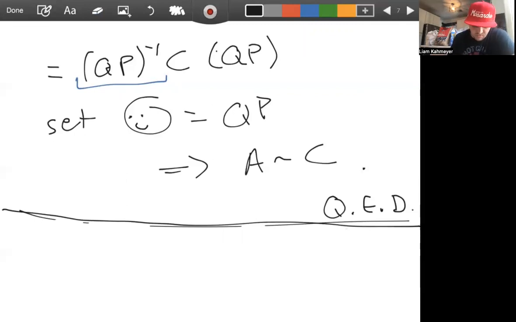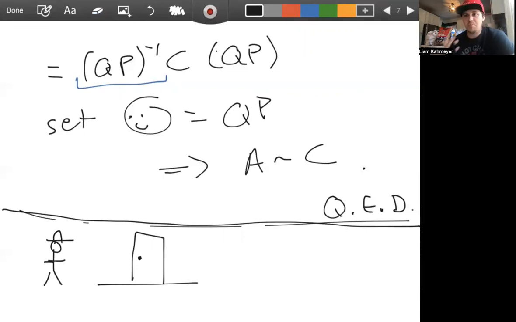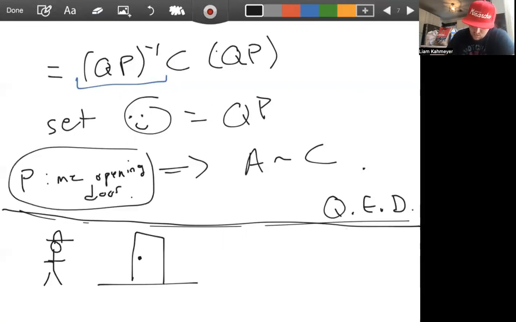But let's consider the following little example. Let's say this is me. Draw my super cool hat here. And I'm trying to walk through a door. And let's say P represents me opening the door, and Q represents me walking through the door.